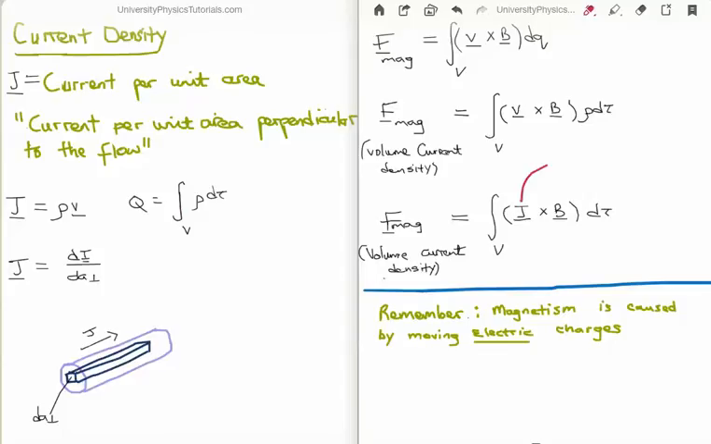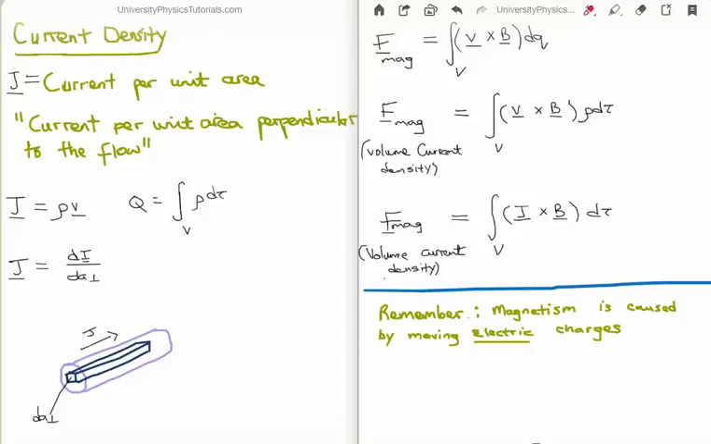Simply, then, we can sub in for the volume current density, capital J, and we get that the magnetic force due to volume current density is the volume integral of the current density crossed with the magnetic field, integrated over the volume. Of course, we must remember that magnetism is caused by moving electric charge, not by stationary charges, and we do not have any magnetic monopoles or magnetic charges themselves.